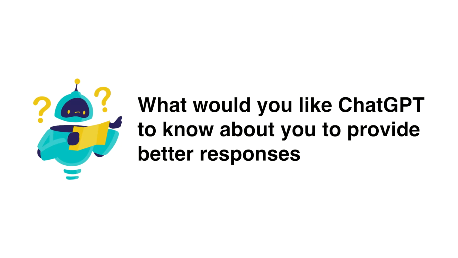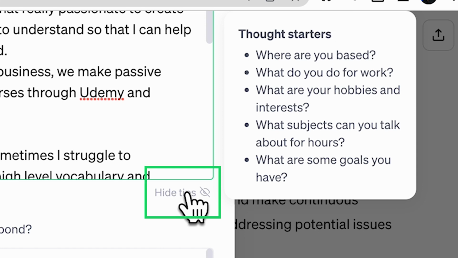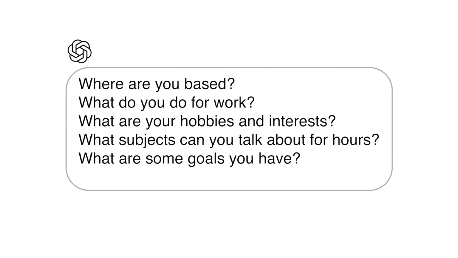Then answer these questions. What would you like ChatGPT to know about you to provide better responses? If you need help to start, you can click this Show Tips icon to answer some thought starter questions. For example, where are you based? What do you do for work? What are your hobbies and interests? What subjects can you talk about for hours? What are some goals you have?